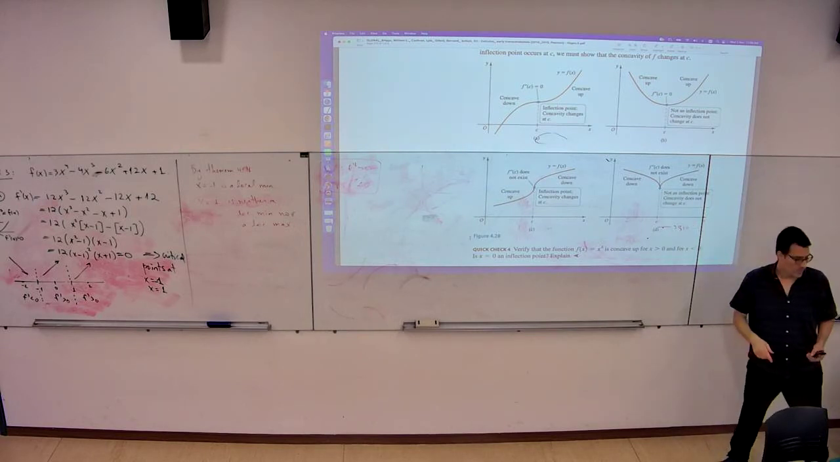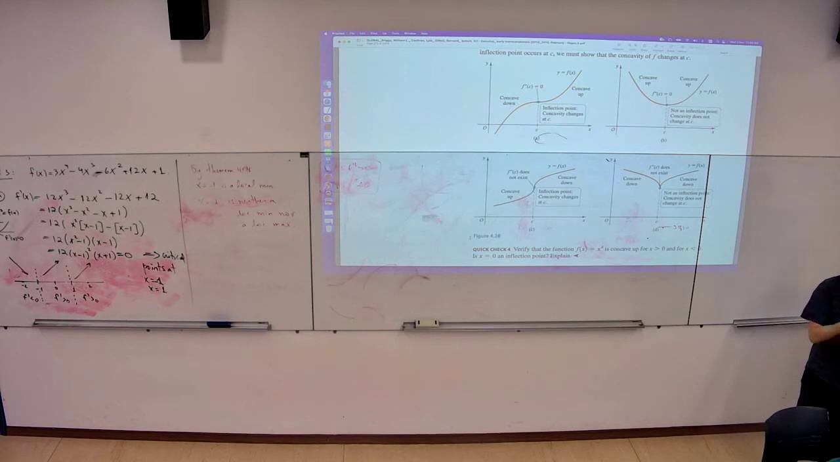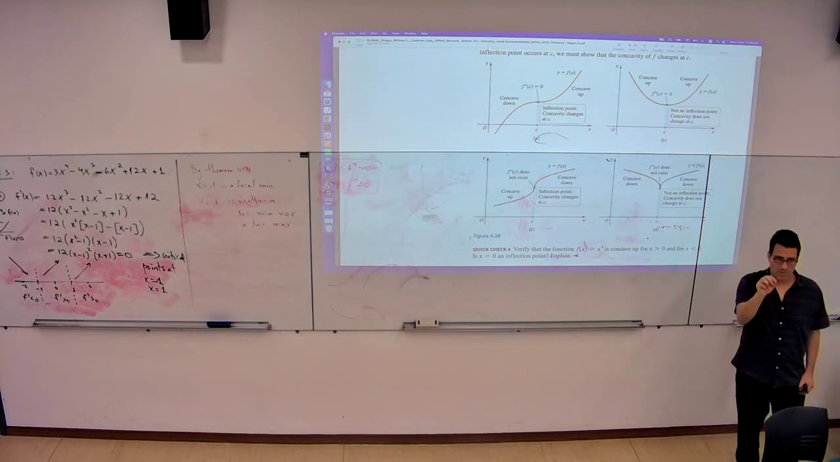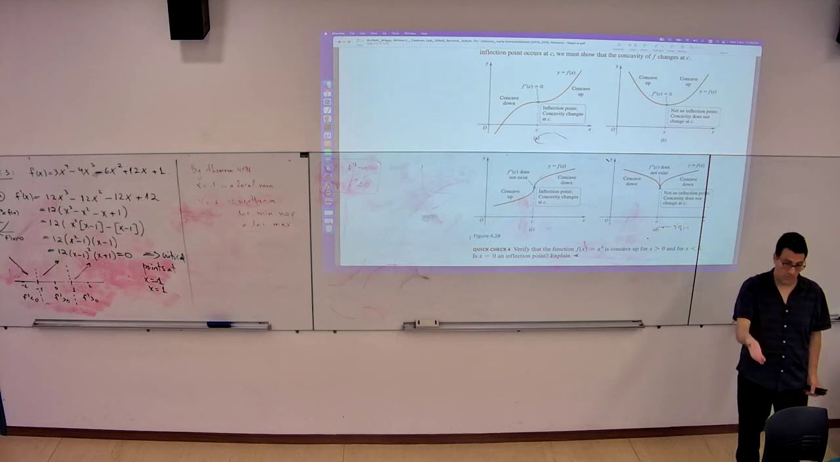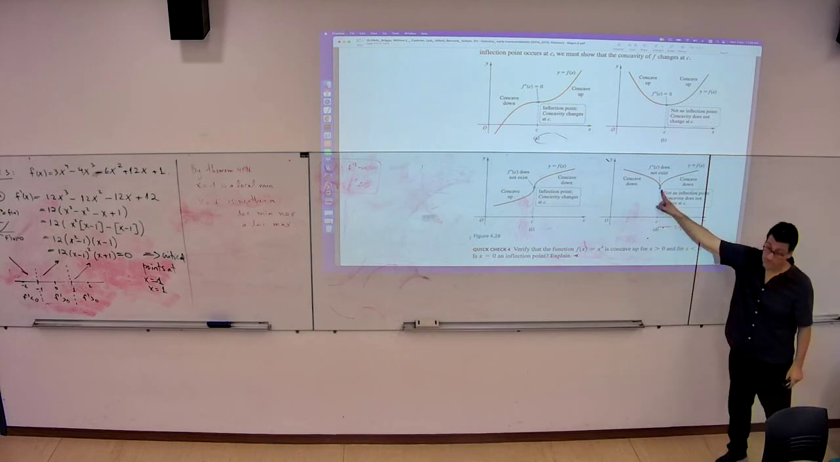So whether a certain given point is an inflection point or not depends on the graph of the function. If f double prime of c equal to 0, that gives you a candidate for an inflection point, or if f double prime at a certain point c doesn't exist, that tells you x equals c is a candidate for an inflection point, but it may not be an inflection point, like this one up there.